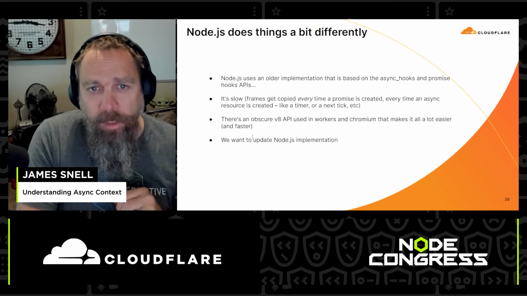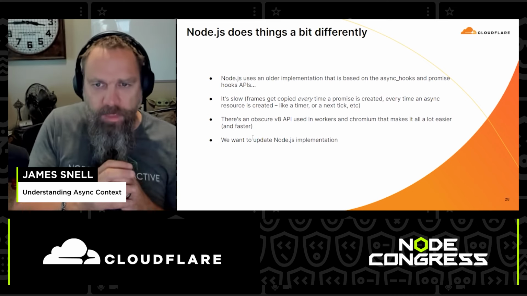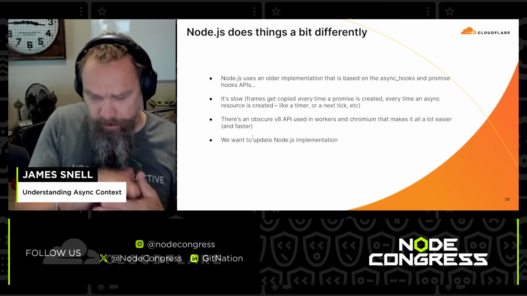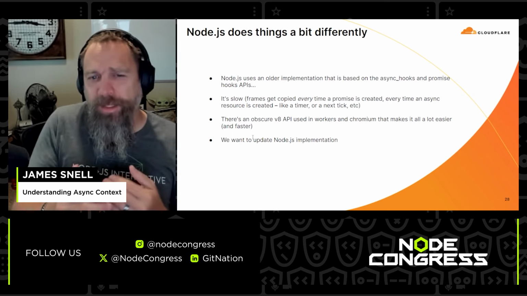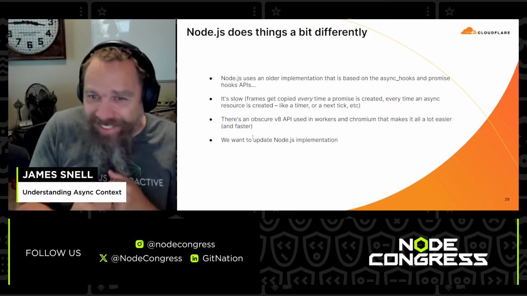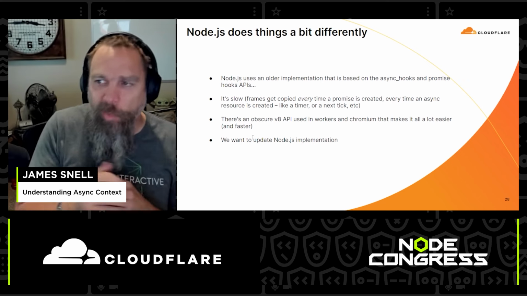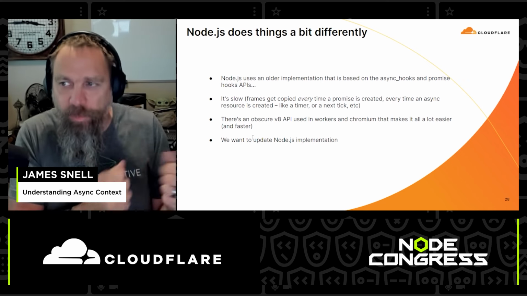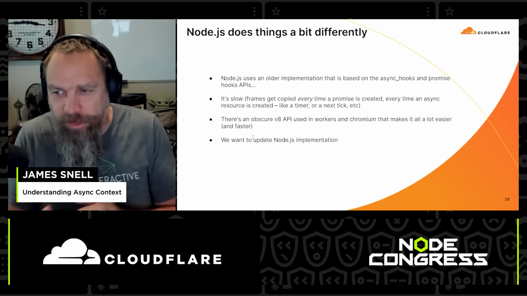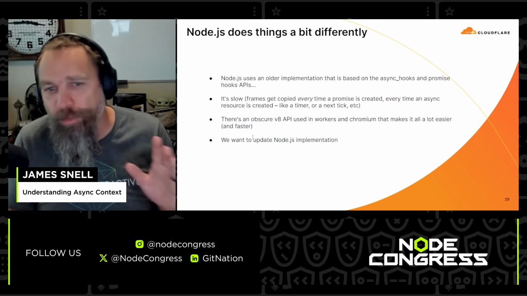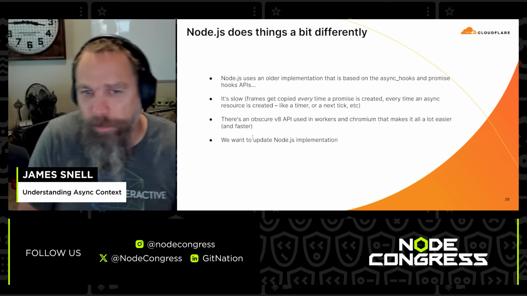All right, Node does things a bit differently. Node's implementation, it's older. It uses async hooks and promise hook APIs. It's a lot slower. Frames end up getting copied every time a promise is created and every time an async resource is created, like a timer or next tick, rather than every time ALS run is called. And you can imagine that in an application that is creating tens or hundreds of thousands of promises, copying this frame every time a promise is created gets very expensive from a performance point of view.